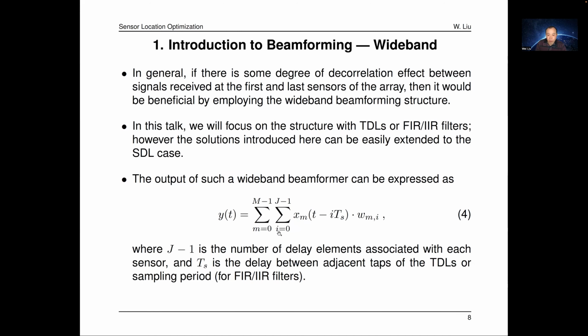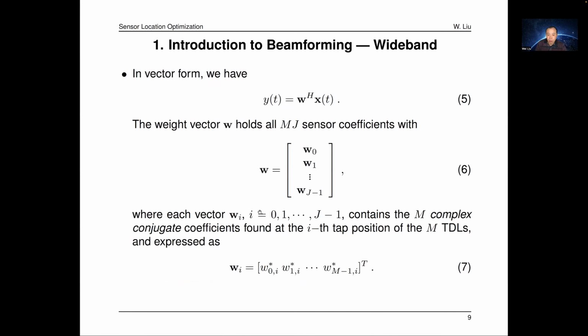And then for this wideband beamforming structure with TDLs, we have x(t), right? You delay this x(t) by integer multiples of the unit delay T_s. Then you multiply these delayed versions of the received signals by the corresponding beamformer coefficients and add them together, and you get the beamformer output. And you put them into vector form. So you put all the coefficients of the beamformer into a big vector: W0, W1, up to W_{J-1}. For each j, you form a vector.